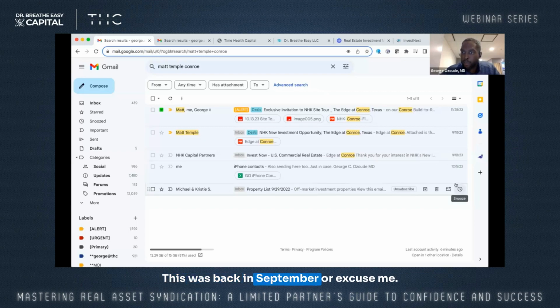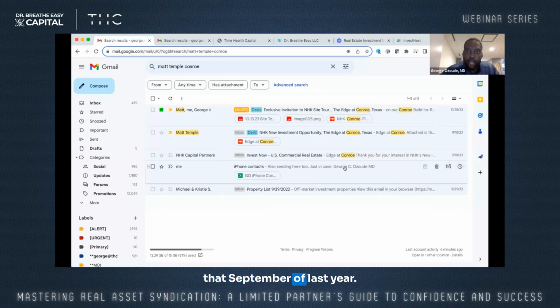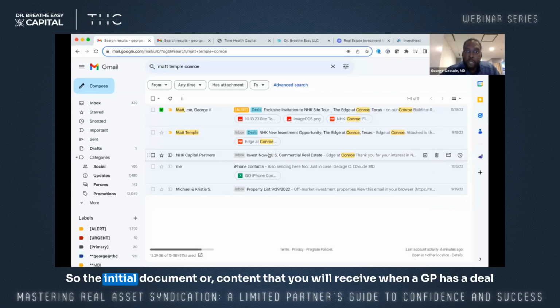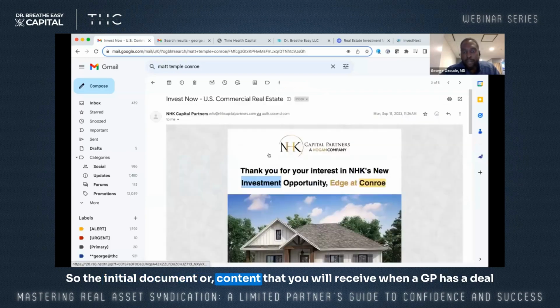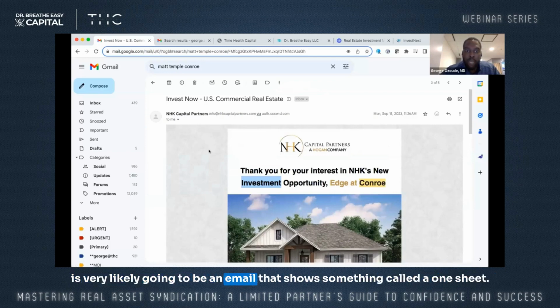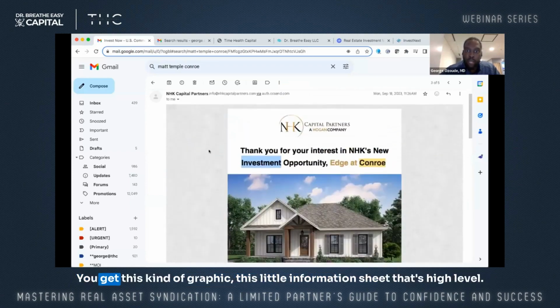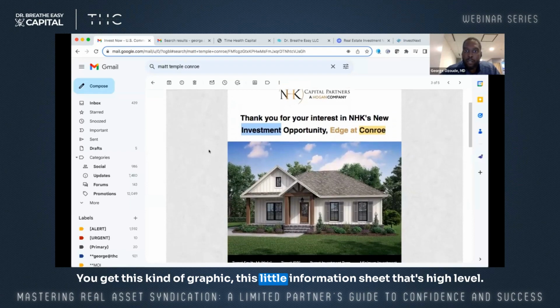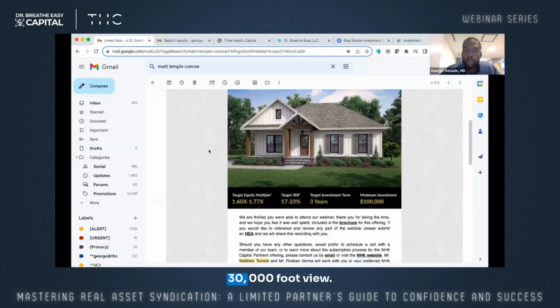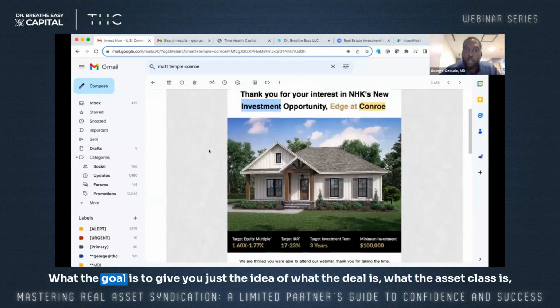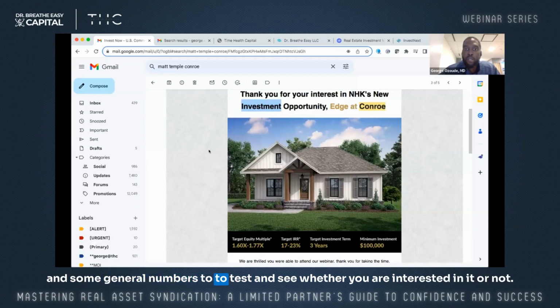This was back in September of last year. The initial content that you will receive when a GP has a deal is very likely going to be an email that shows something called a one sheet. And this is what it is. In the email, you get this kind of graphic, this little information sheet that's a high level, 30,000 foot view. The goal is to give you just the idea of what the deal is, what the asset class is, and some general numbers to test and see whether you are interested in it or not.